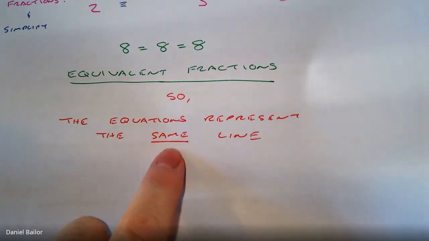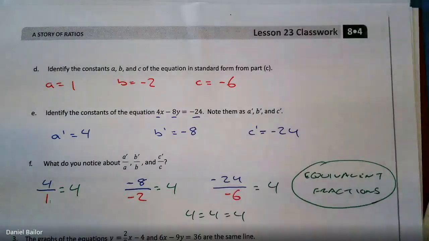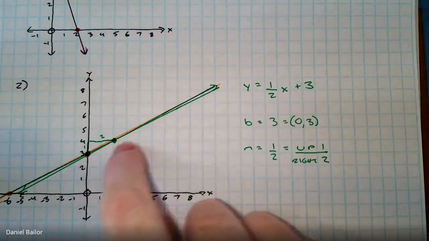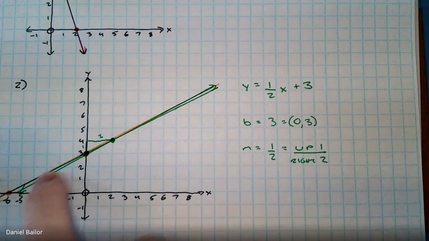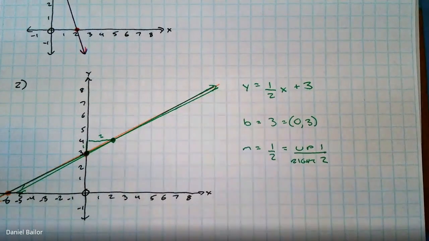Equivalent fractions, so they're the same line. So it turns out that my graphing was flawed. I did not line up my points very well with my ruler. I need to improve my ruler work because the orange and the green line are the same line. That's just a lesson to me. Mr. Baylor, do better with your ruler work.